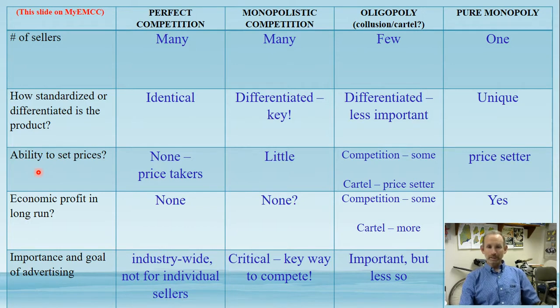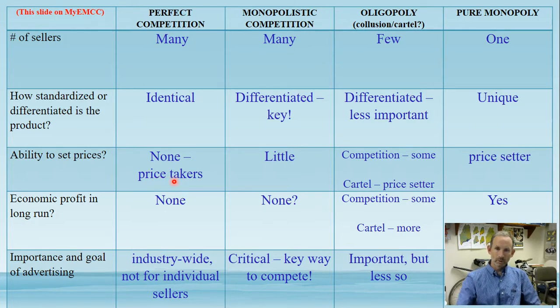As far as the ability to set prices, we've talked about this before. In perfect competition, sellers are price takers. If you have lots of sellers of an identical product, everybody gets the same price. Again, think of farming, lobster fishing, something like that. So they're what we call price takers, no ability to set prices.